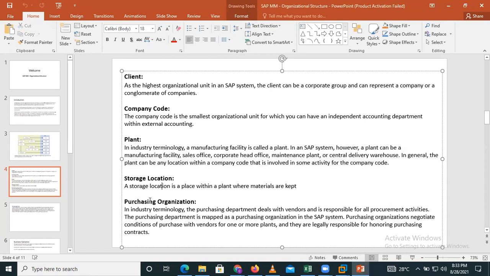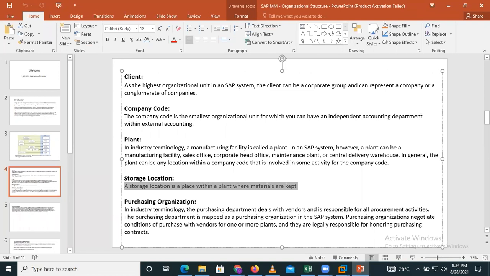Now, what is meant by storage location? A storage location is a place within a plant where materials are kept. Physically, where we keep our material stock, that place is known as a storage location. You might have seen some spaces available in a plant where we keep our stock. In DMart also, if you see the second or third floor, they have kept it only for stock maintenance. That space is called a storage location.